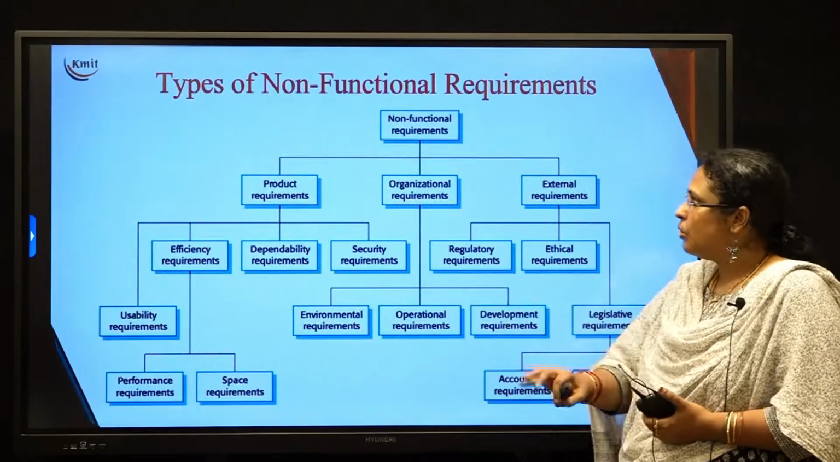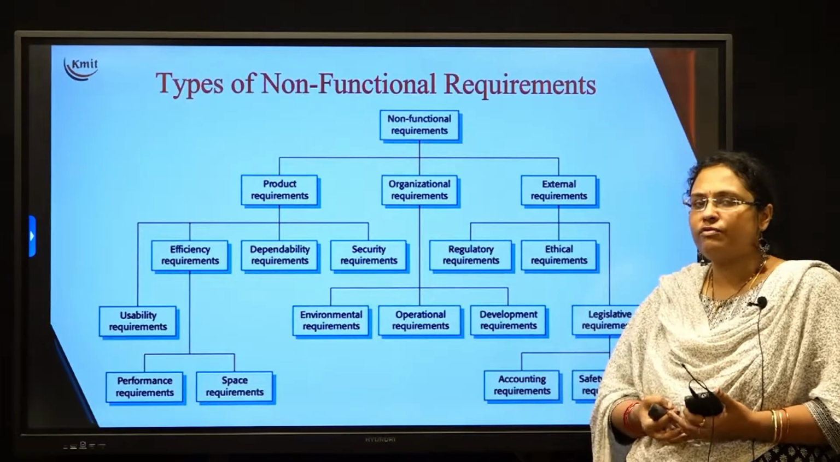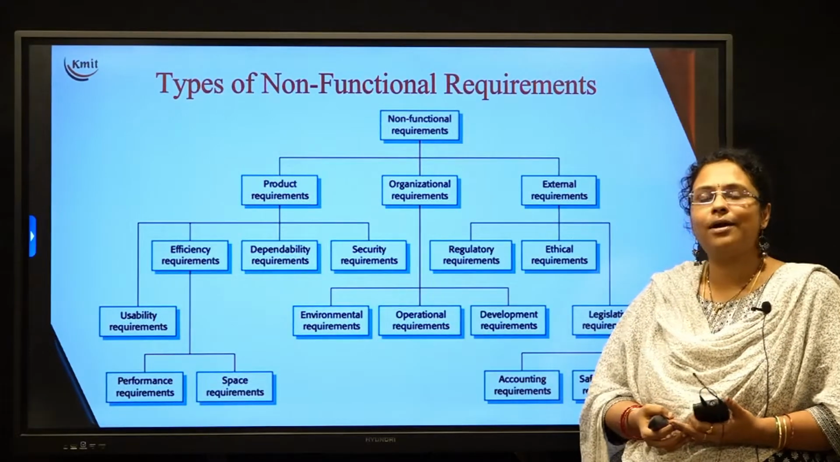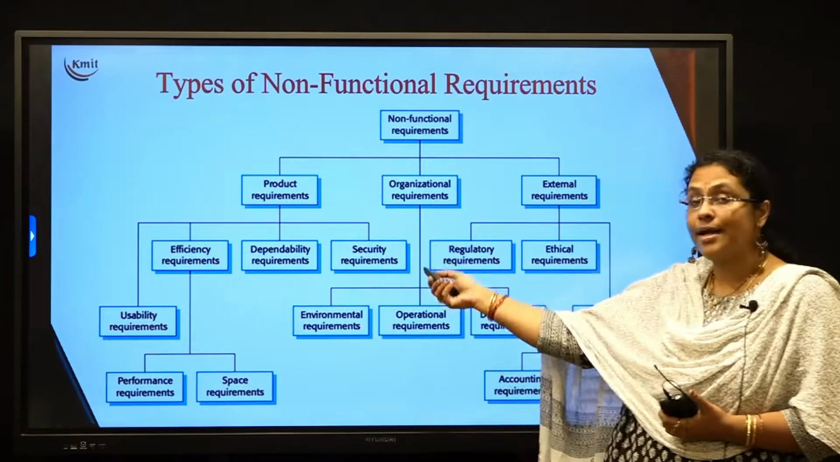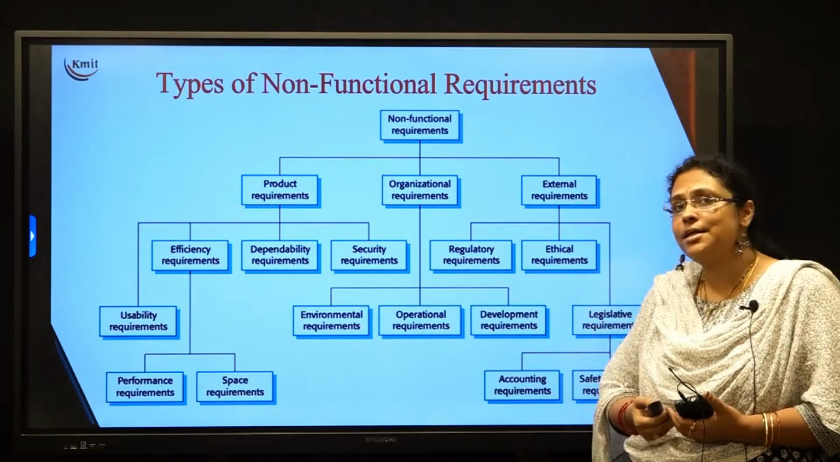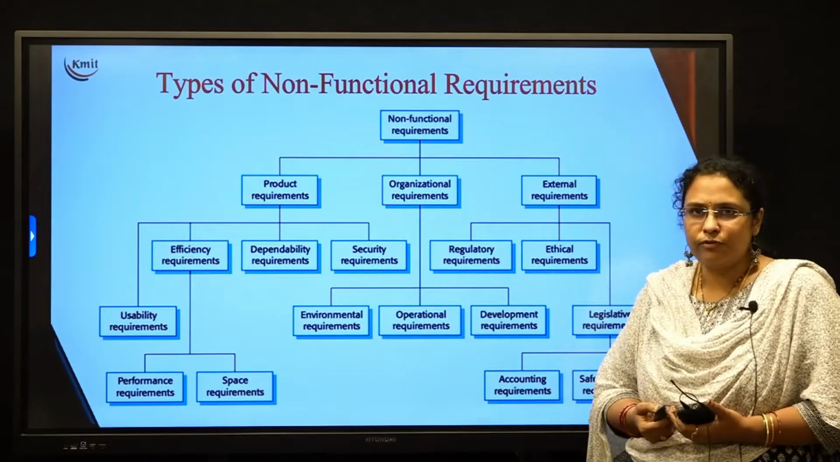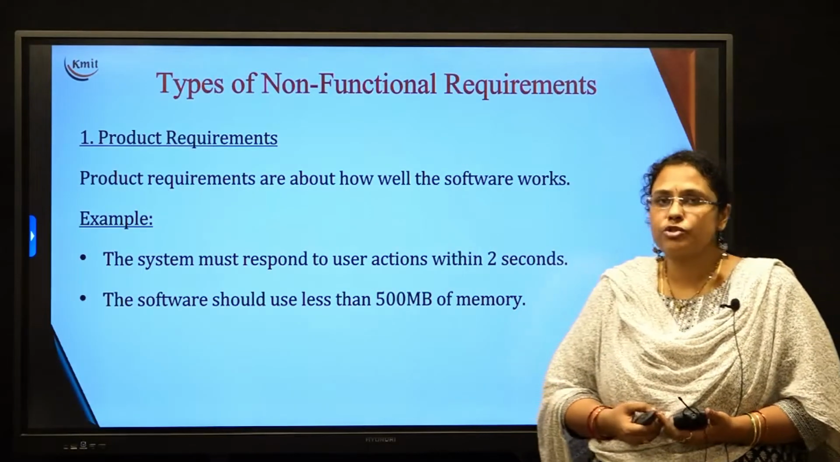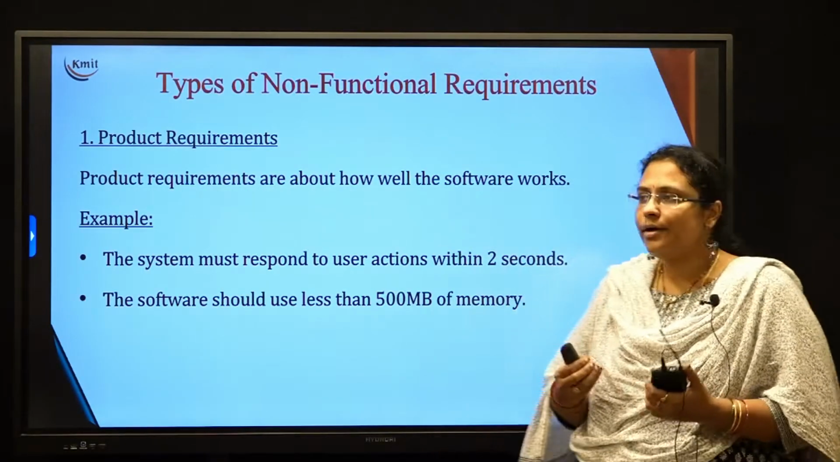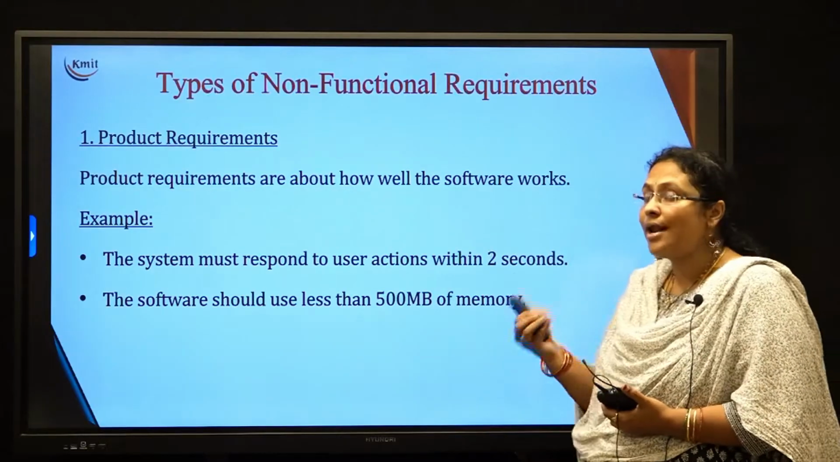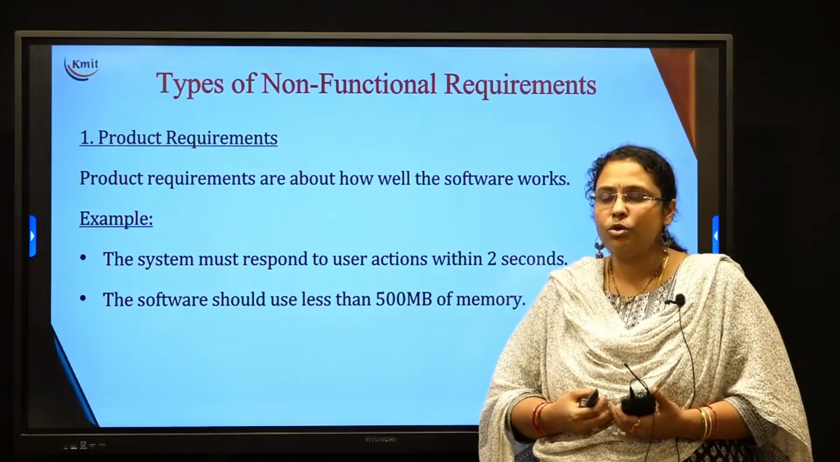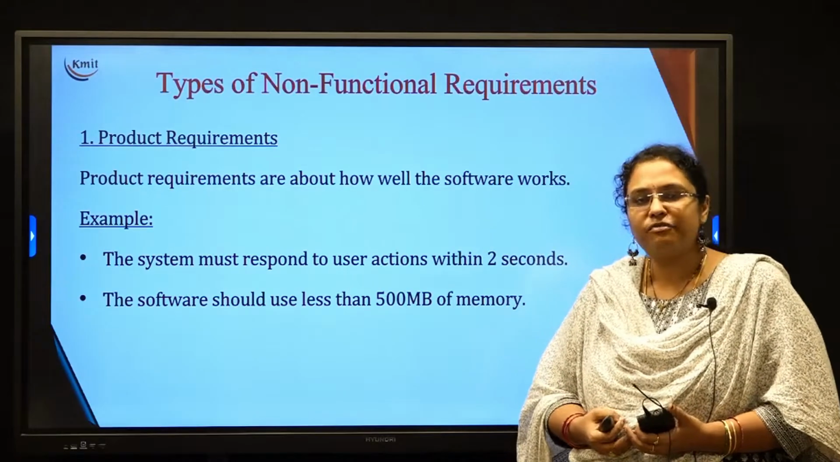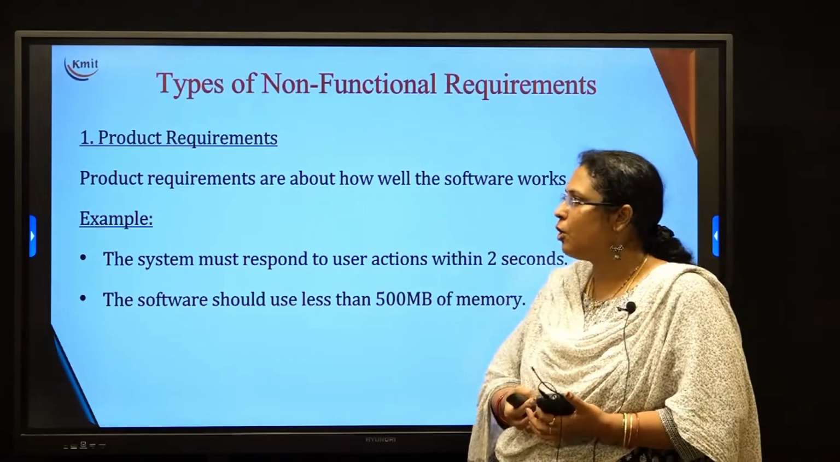Okay? So there are different types of non-functional requirements that we have, which are broadly classified into three major categories: product requirements, organizational requirements, and external requirements. Let's talk about all of this. Talking about the first one, which is called as product requirements. Product requirements will make sure that how well your software is working. You have developed a software. So how well is it working? That is defined with the requirements which are called as the product requirements.